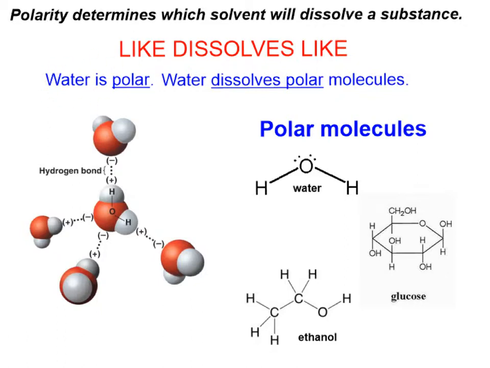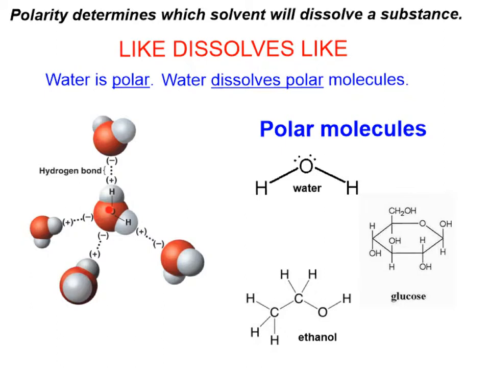Water is polar, so water dissolves polar molecules. And remember, polar molecules are molecules that have a side that is slightly negative or slightly positive. They are not the same all the way around as far as the bonds and the charges that are being shared. You can see here, these are water molecules. The reds are the oxygens, and these light colors are the hydrogen atoms within those molecules.